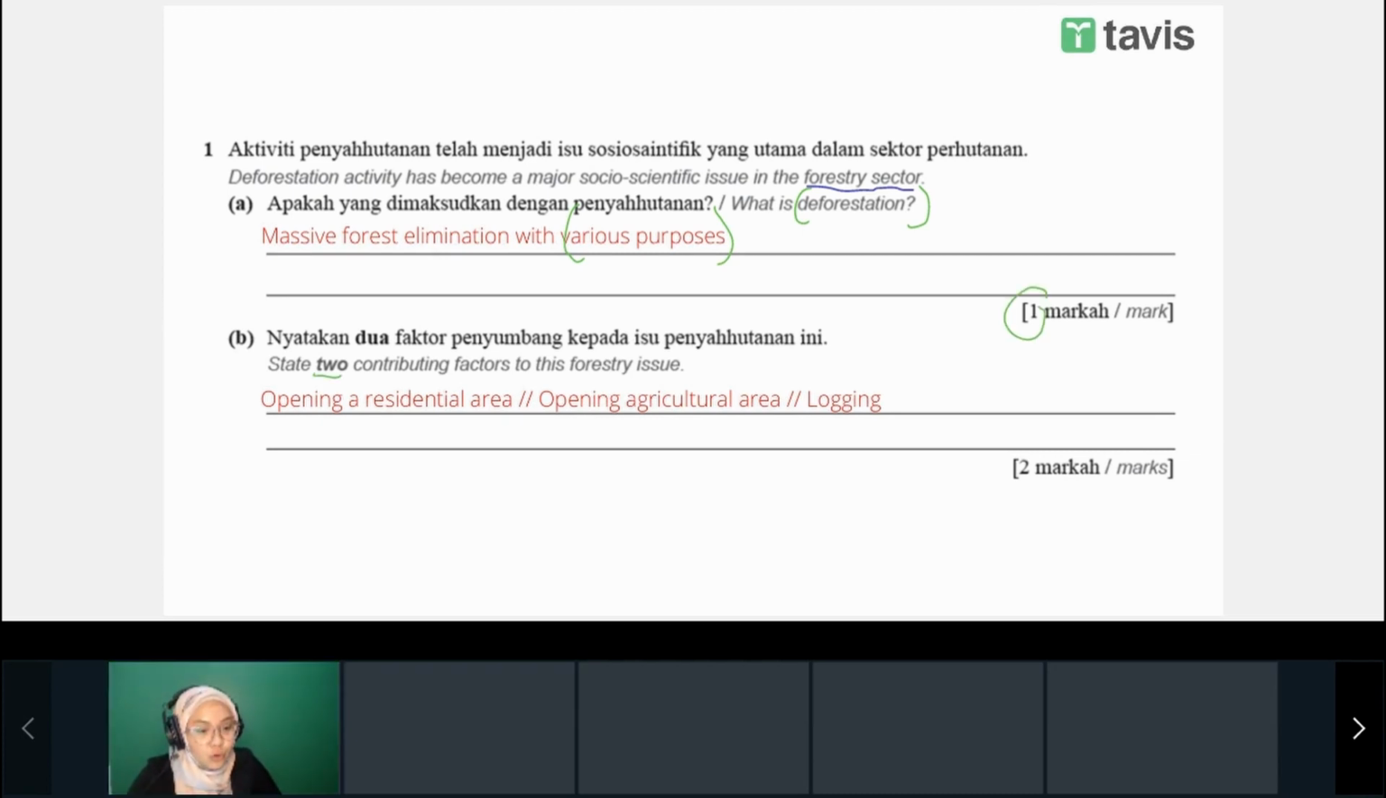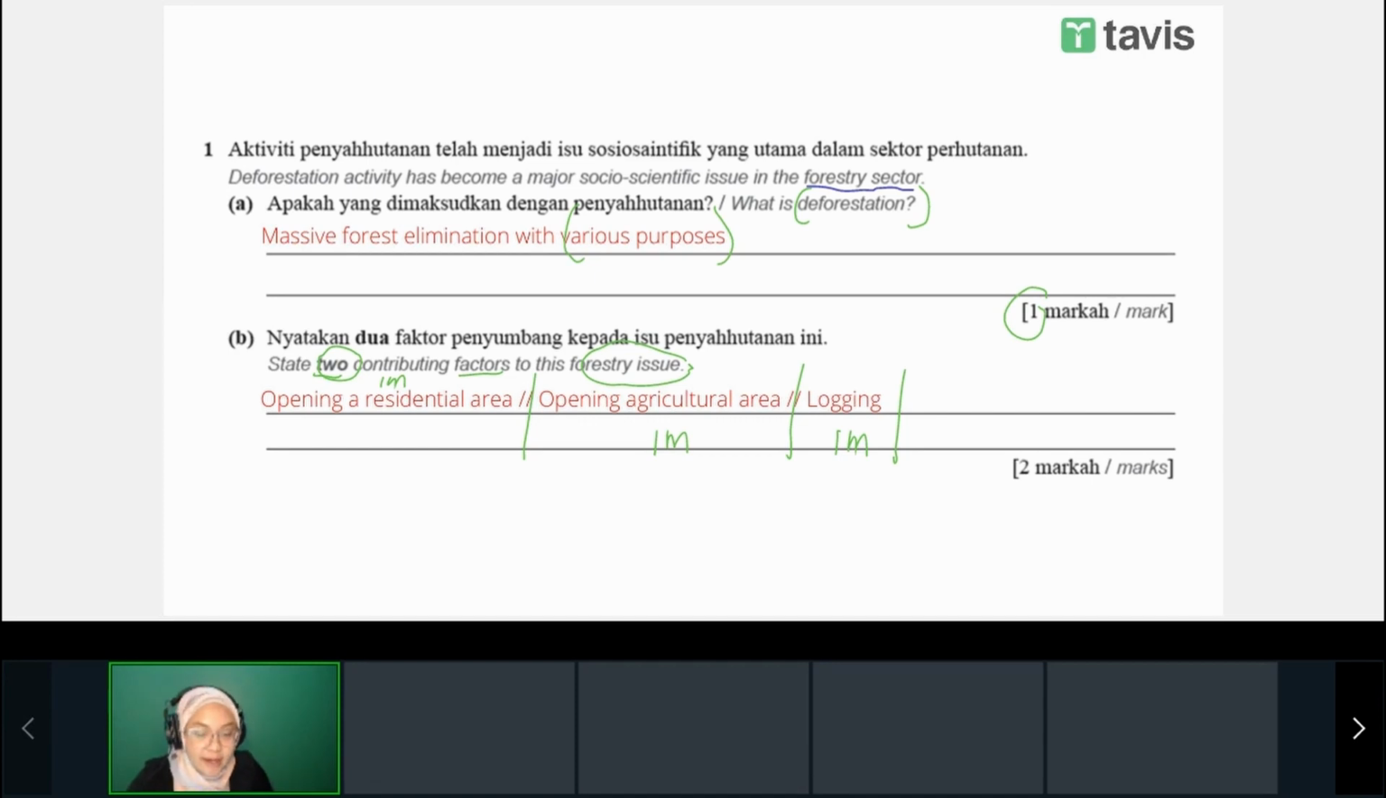State 2 factors to these forestry issues. Of course, the opening of residential areas, the opening of agricultural areas, logging, illegal logging. Okay, you have to give 2. This one, 1 mark. Opening agricultural area, another 1 mark. And logging, another 1 mark. But the maximum mark here is only 2.